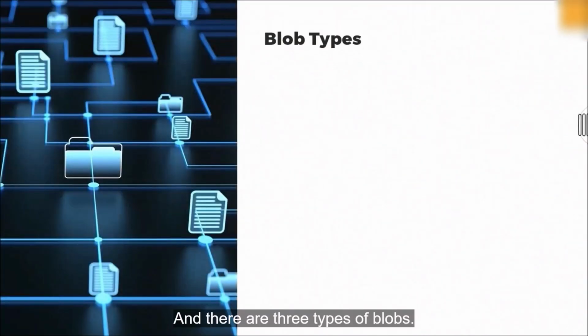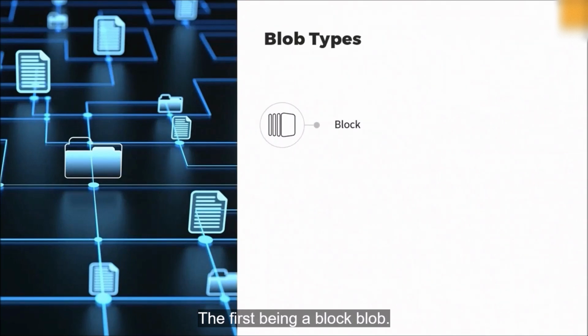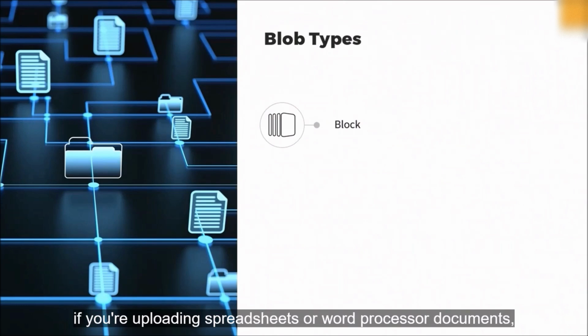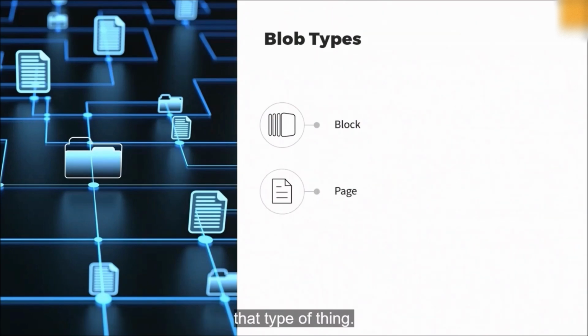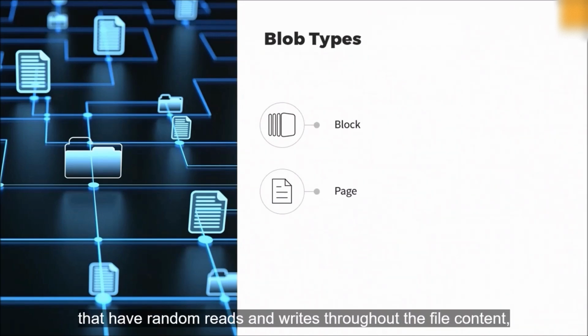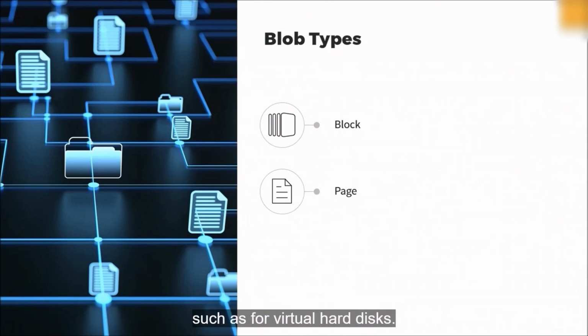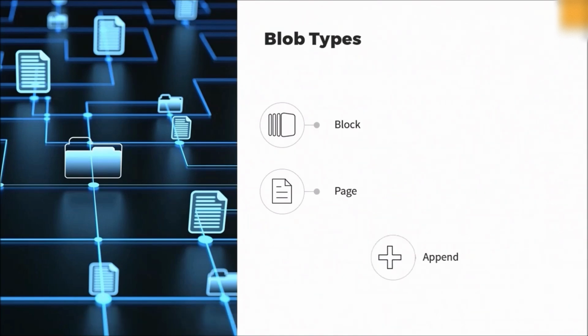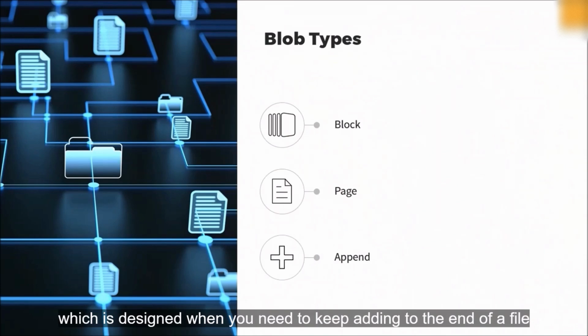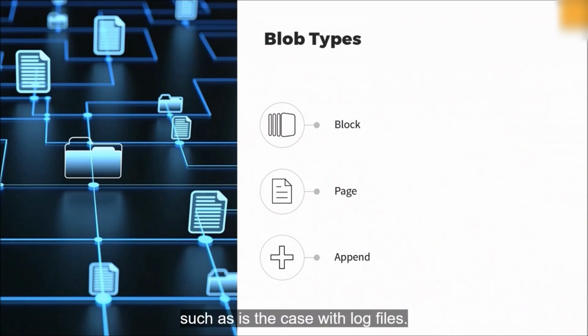And there are 3 types of blobs, the first being a block blob. This is a standard file type that you would use if you're uploading spreadsheets or word processor documents, that type of thing. A page blob is designed for large files that have random reads and writes throughout the file content, such as for virtual hard disks. And finally, we have an append blob, which is designed when you need to keep adding to the end of a file, such as is the case with log files.